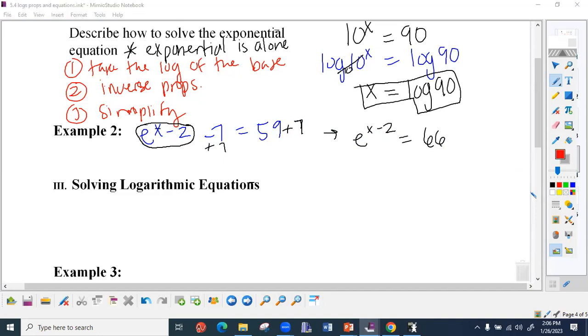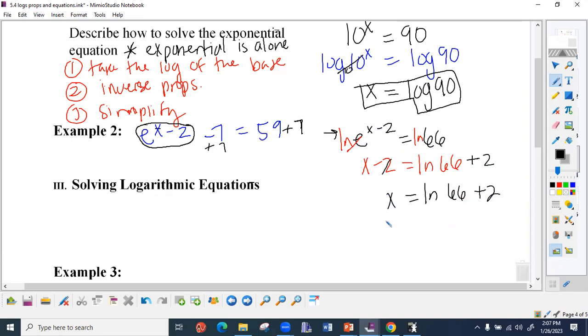Okay, with a natural log, with e, in order to cancel it out, we can't just use common log. We have to actually use natural log. So we're going to take the natural log of both sides. I'm going to squeeze it in there. So natural log. This is an inverse rule. I have natural log of e. This is going to equal 1. So we're left with x minus 2 equals the natural log of 66. Now I just need to get my x by itself. To get my x by itself, I'm going to add 2 to both sides. So I'm left with x equals the natural log of 66 plus 2.